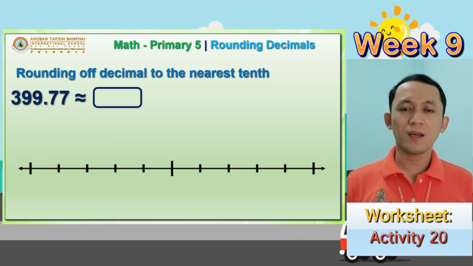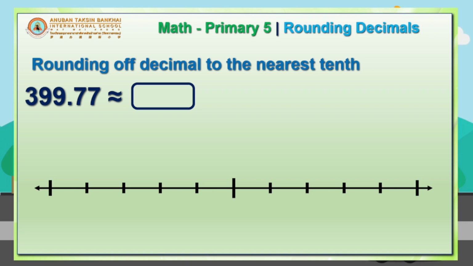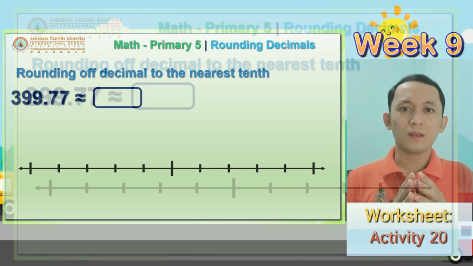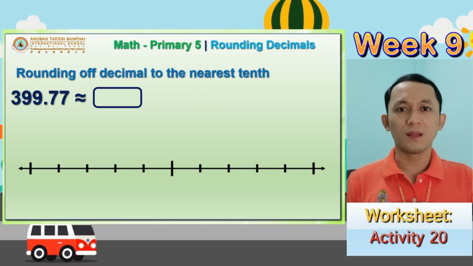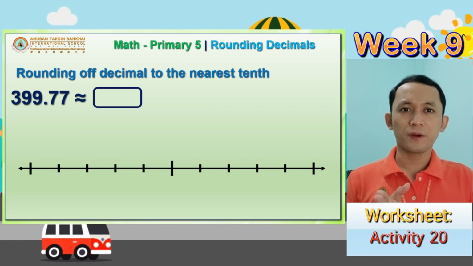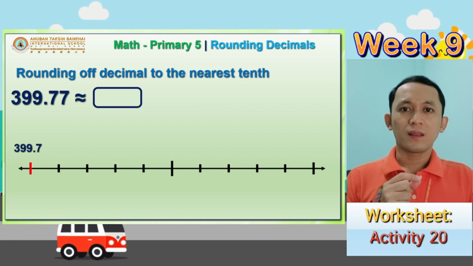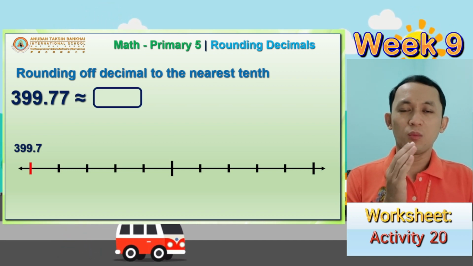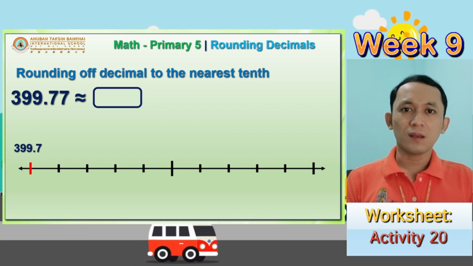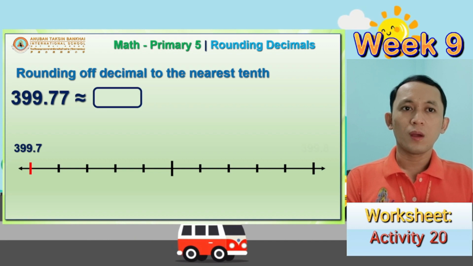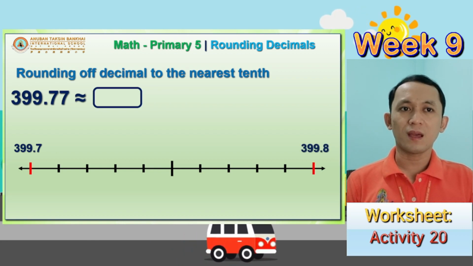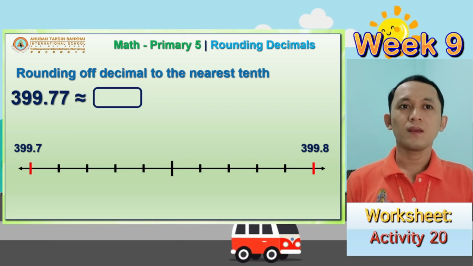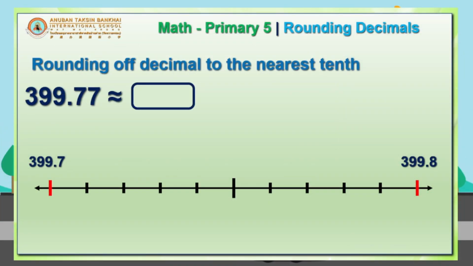Here we have 399.77. Again, let's complete our answer using the number line that we have here. The first one, we're going to write the number 399.7. Okay, that's the tens place. And then the next, we're going to round it up. We have 399.8.